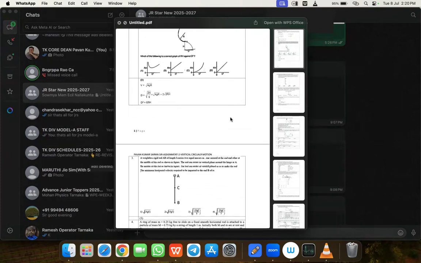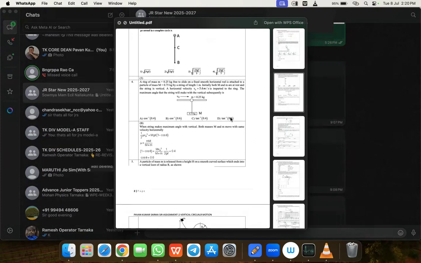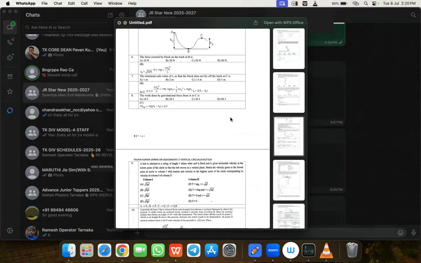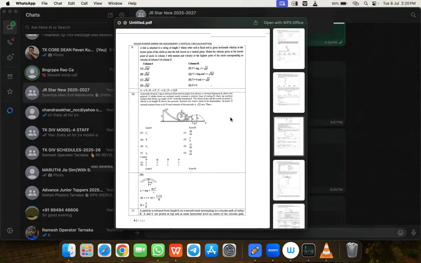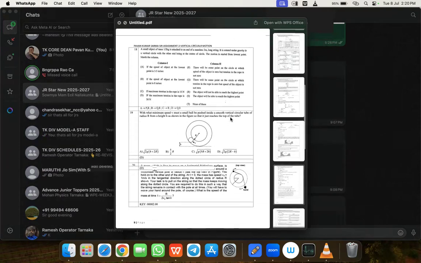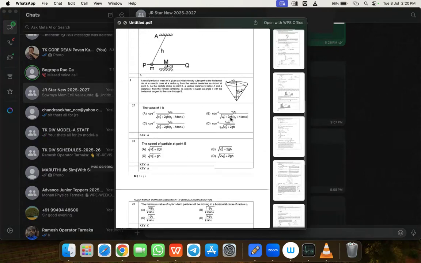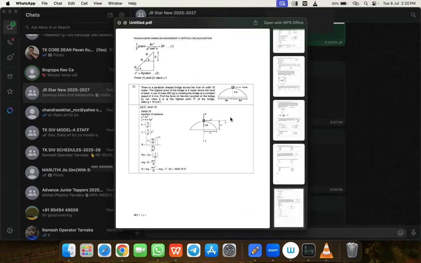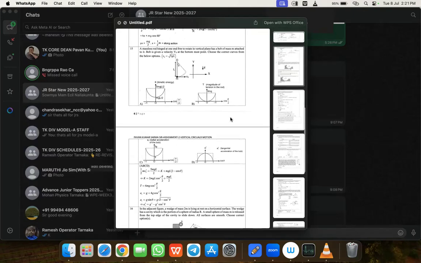This is one assignment on circular motion. Most of the questions I have given solutions. Why? Because some students are not coming. So therefore, this time I have given some solutions. All these are some 32 questions. Excellent questions. That's not the end.